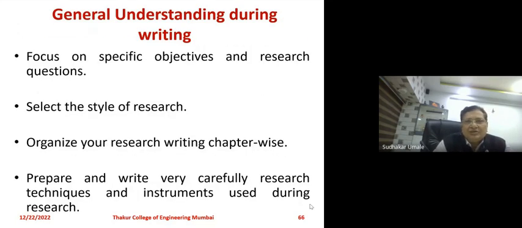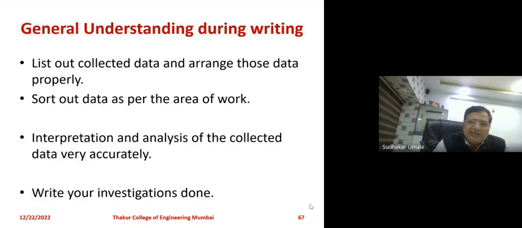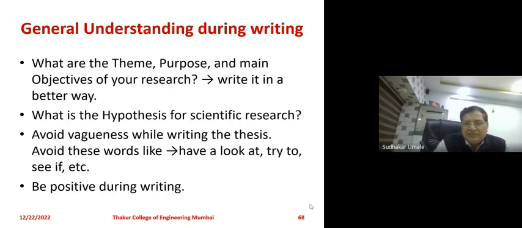What is important for general understanding is to focus on specific objectives and research questions, select the style of research, organize your research writing chapter-wise, and carefully prepare and write the research techniques and instruments used during research. List out the collected data and arrange it properly, sort out data as per the area of work, interpret and analyze the collected data very accurately, and write your investigation done. The theme, purpose, and main objectives of your research are very important, so write them in a proper, better way.